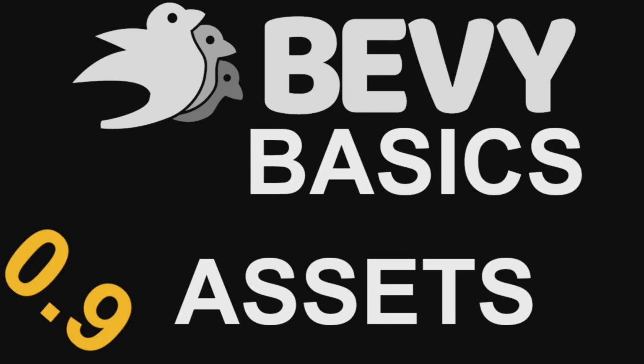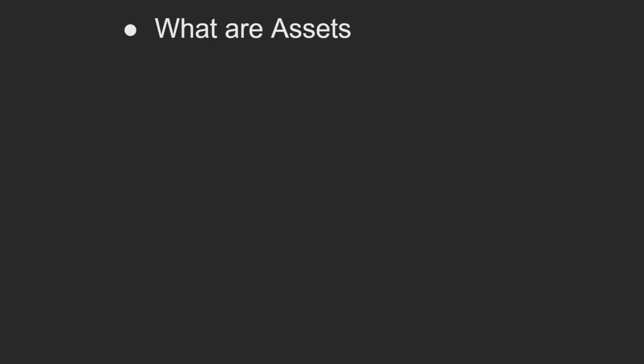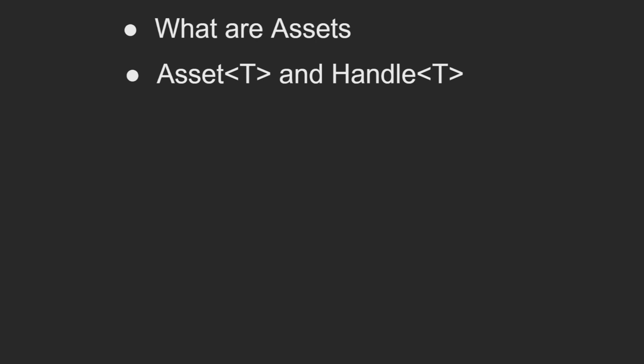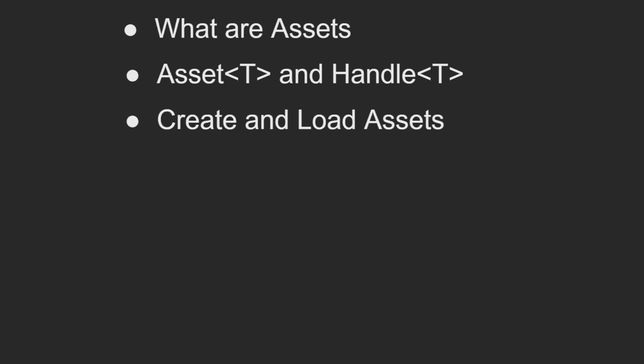In this video, I'll be covering Bevy's assets feature. I'll start with what exactly assets are and what Bevy calls assets and how they differ from other types in Bevy. This will cover the asset struct and the handles struct that Bevy provides in its prelude. I will then cover how to create an asset using code or load one asynchronously from a file using the asset server. I'll then show you how you can access this data once it has been loaded into your application.